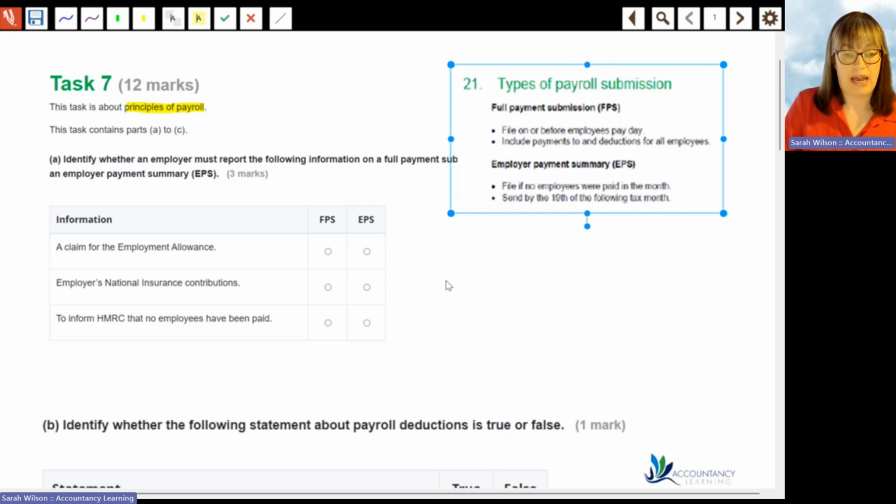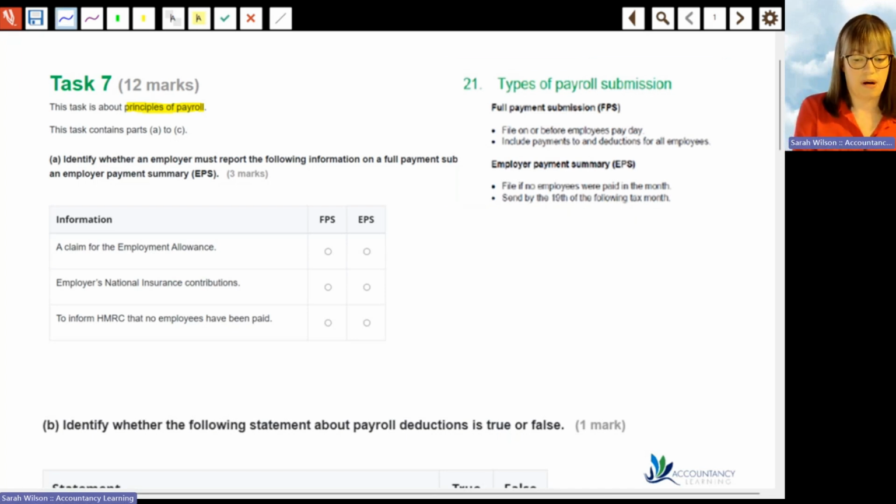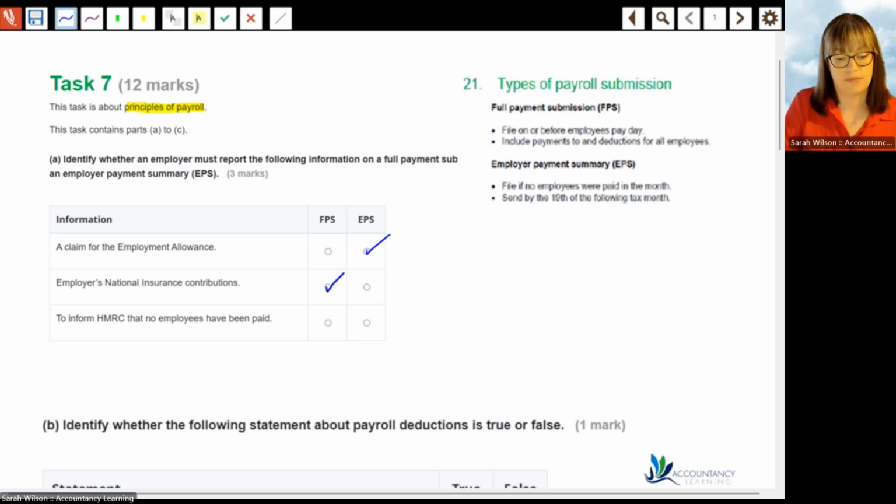So for the employment allowance, that is going to go part of the EPS. And that's because it's all about the actual amount that's being paid. So it's going to be on the summary. The employer's national insurance contribution is going to be on our FPS. And then to inform HMRC that no employees have been paid, that will be on our EPS.